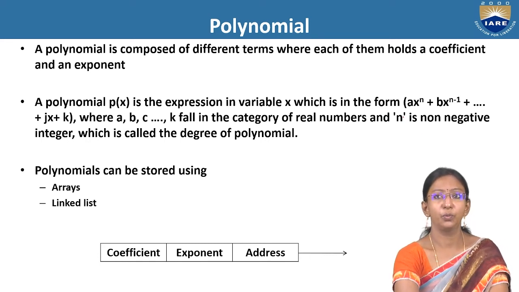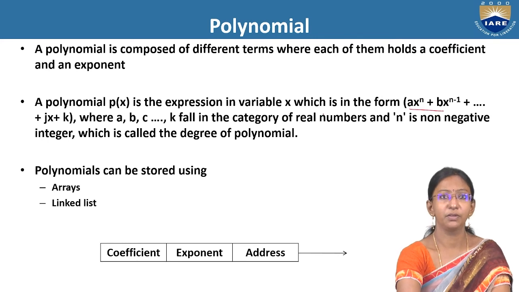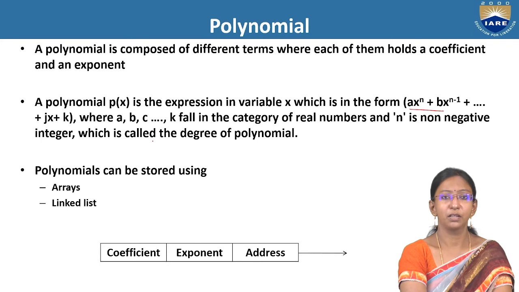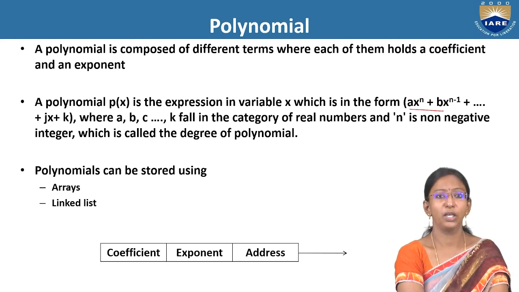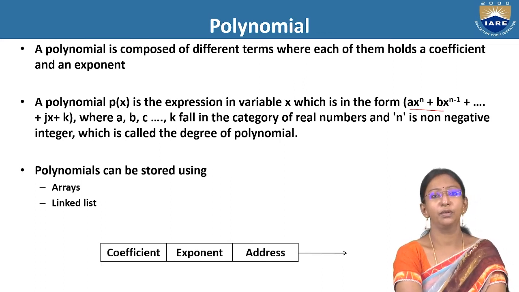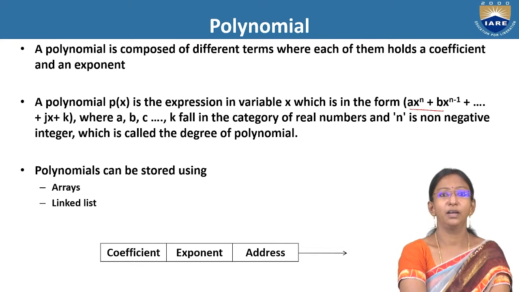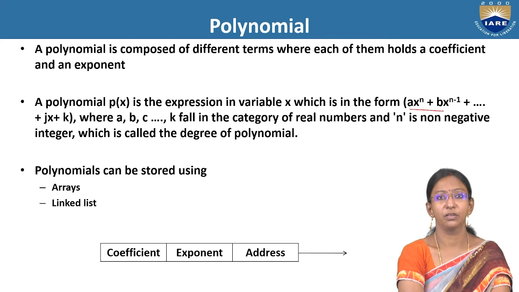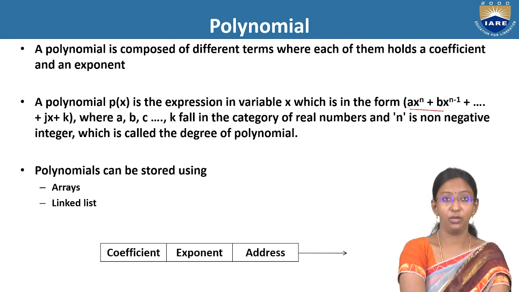Any expression with the variable x can be represented in this way: a x^n plus b x^(n-1), and so on up to k, where k is a constant, right? Such an expression is a polynomial expression represented by p(x), where a, b, c, and so on are the coefficients, and k is a constant.